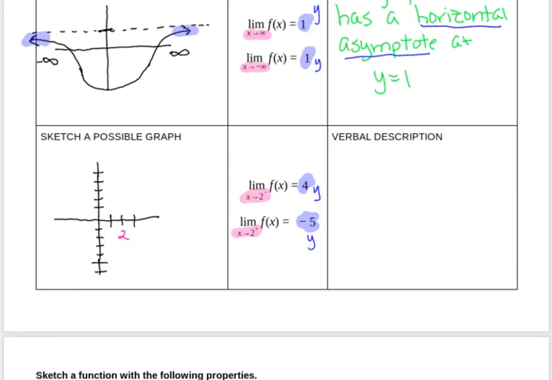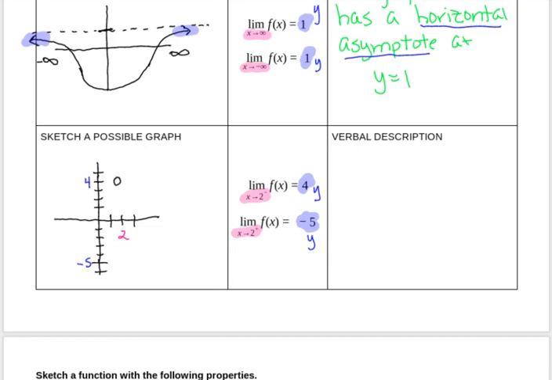So let's see, 4 is right here, and then negative 5. Now, I know that my left limit, so let's focus on that first. The limit as I approach 2 from the left has to be 4, which means the first thing I'm going to do is put an open circle at the point (2, 4).